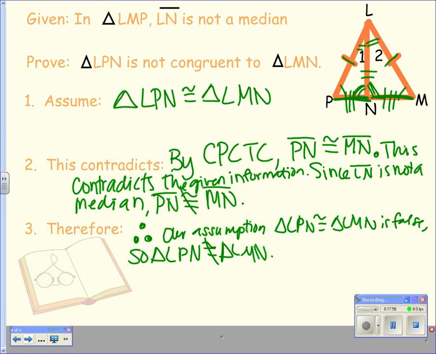You need to make sure that you say our assumption is false, therefore this. So our assumption is false, therefore whatever they said to prove. Y'all see how that works?